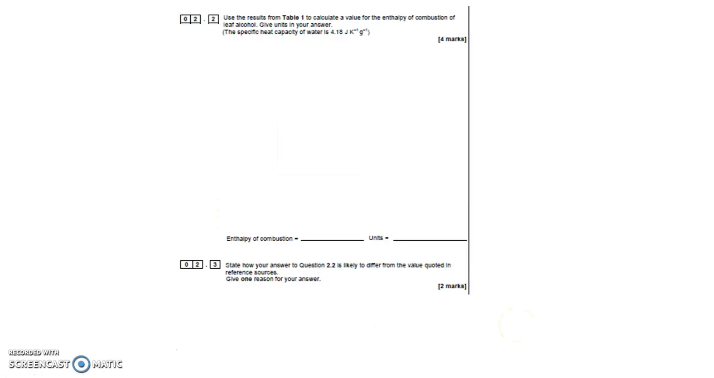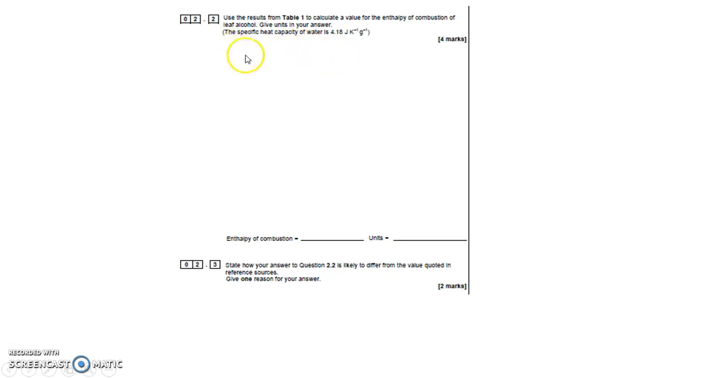So what am I going to do with this question? Well, let's have a look at the next one. I've been given specific heat capacity here. The only reason I've been given specific heat capacity is to have delta H, sometimes known as Q as well. Delta H or Q, the heat change, equals minus MC delta T. Delta T, triangle T, is temperature change.